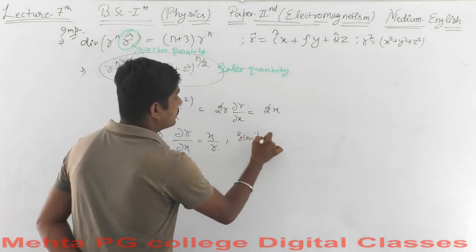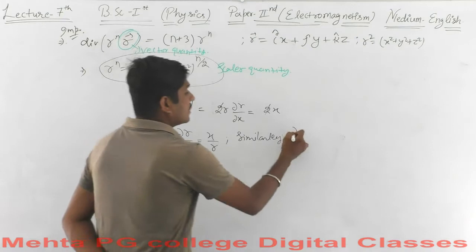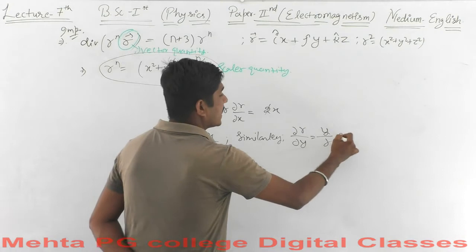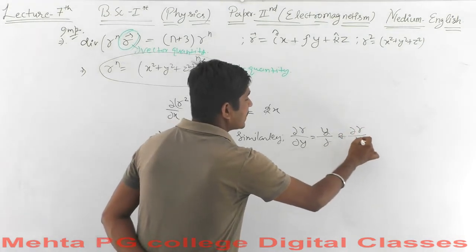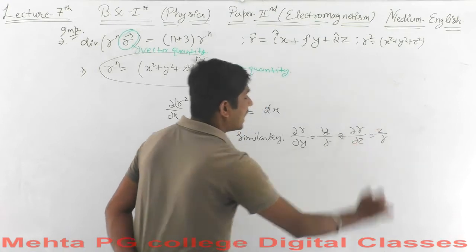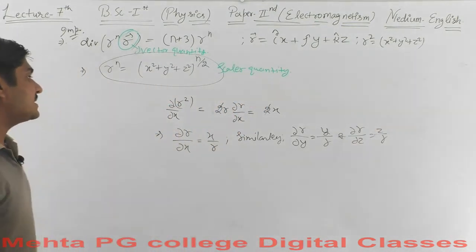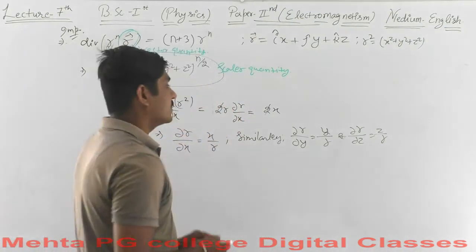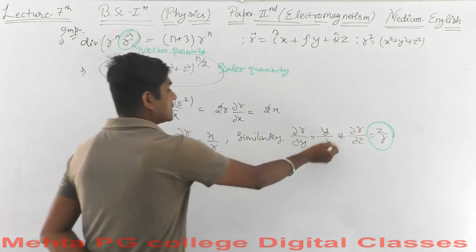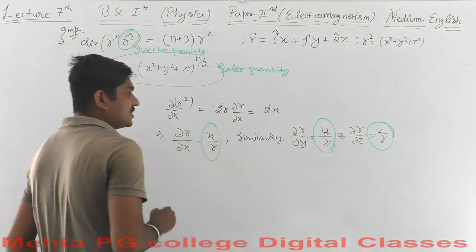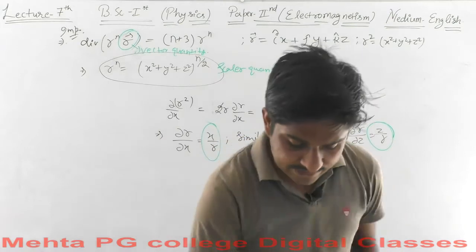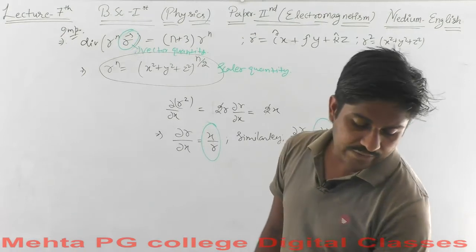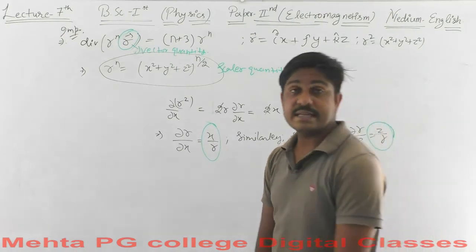Similarly, curly r over curly y is equal to y over r, and curly r over curly z will equal z over r. So these are the three basic calculus results which we will need for our calculation further. These are the three basics, keep them in mind. We will use all these in our derivation, for the values of r^n and r^y. Okay, let's start.